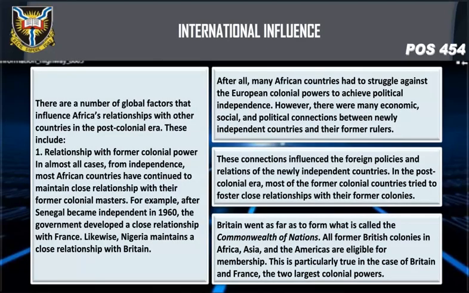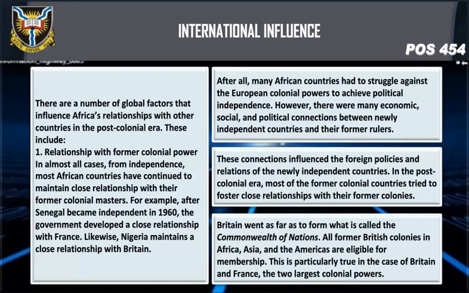There are a number of global factors that influence Africa's relationships with other countries in the post-colonial era. These include relationship with former colonial power, international influence.